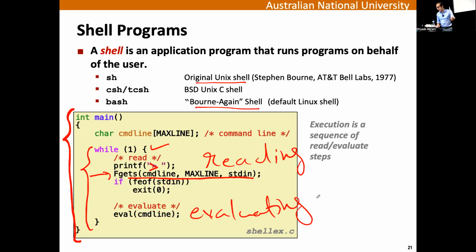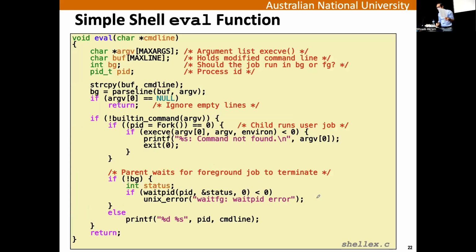Now, how does the eval function look like? So here's the eval function. Once again, we are setting up the arguments, all of these arrays here. So parseLine is a function that we will give you in the lab, but I'm not showing it here. It does a bunch of text processing to make sure that the user typed the right command and it isn't garbage and all that.